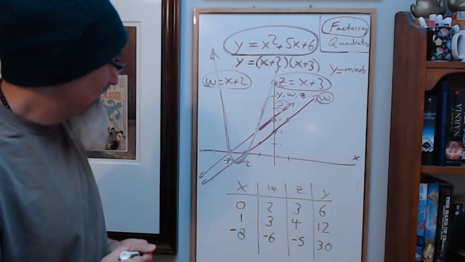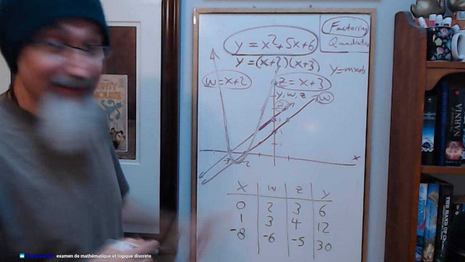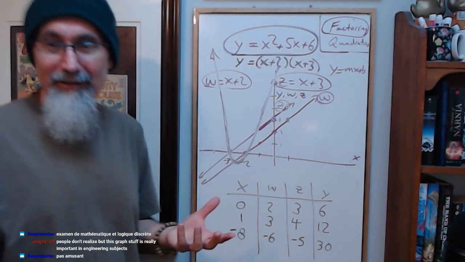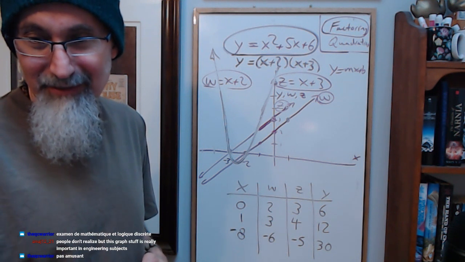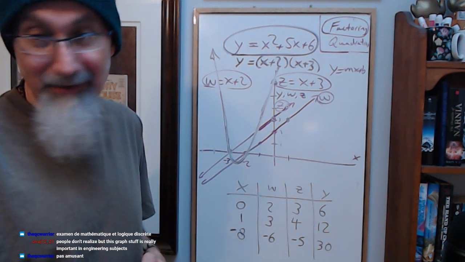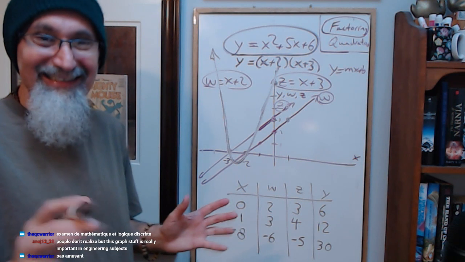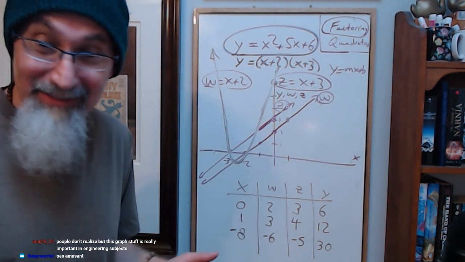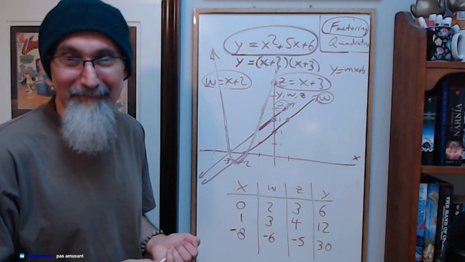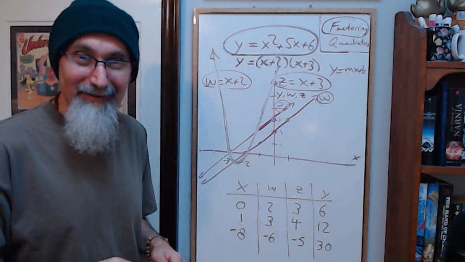Right? So that's the function. Now here's the kicker. To me, this is the kicker, right? People don't realize, but this graph stuff is really important in engineering. So huge, humongous. It's crazy important in economics as well. Crazy important everywhere, right?